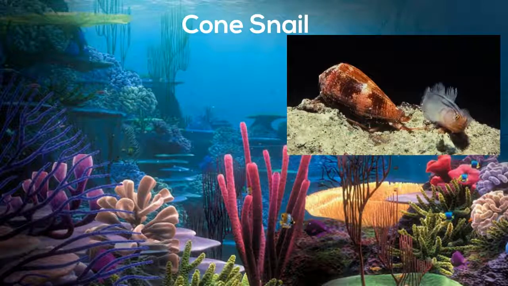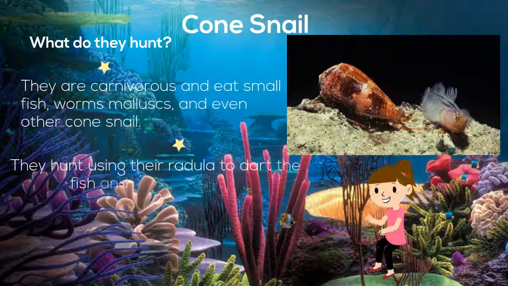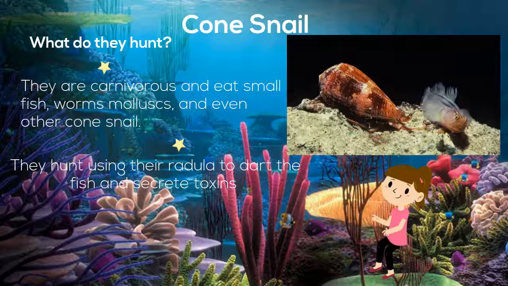You may be wondering what cone snails eat. They are carnivorous. They eat small fish, worms, mollusks, and even other cone snails. They use their radula to dart the fish and secrete toxins. This leaves the fish paralyzed, which allows the cone snail to feed.